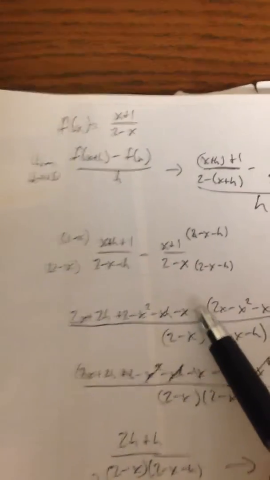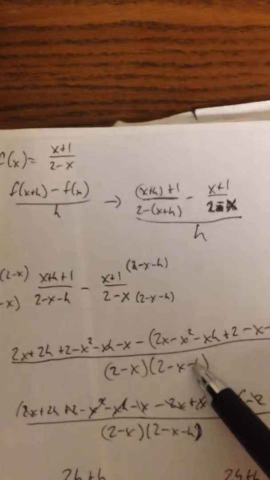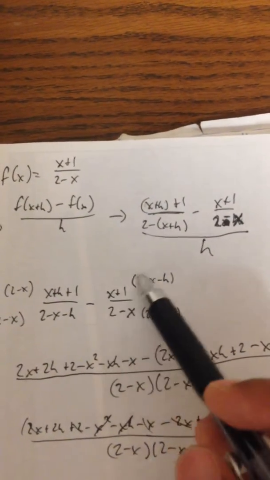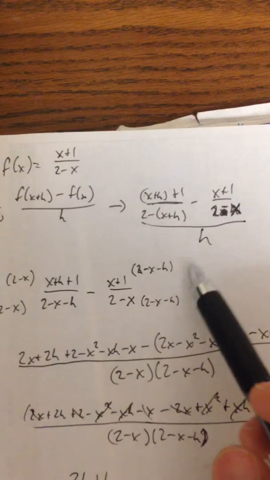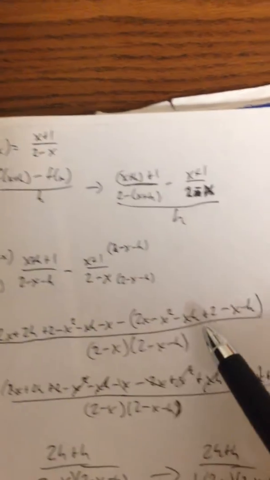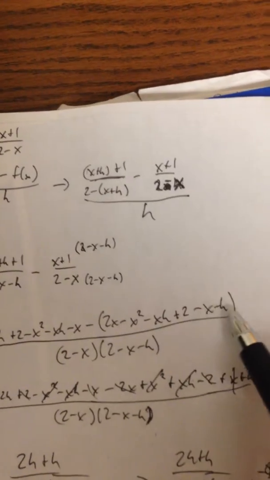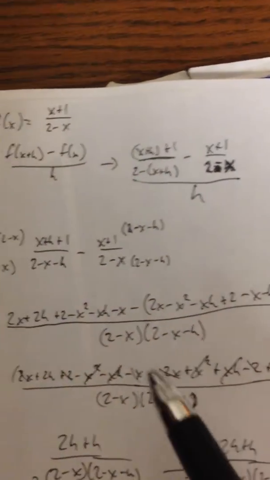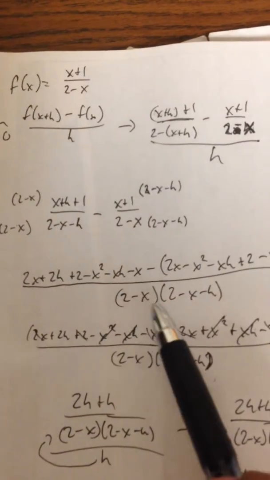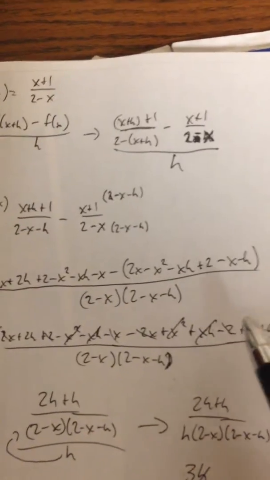Then you subtract, and you have to put these in parentheses so you can later distribute the negative sign to all of them. You do the same thing to this top expression: 2x, then negative x squared, negative xh, 2, negative x, negative h. I put that right here, and you just keep the bottom. Now you have a common denominator, so you can put everything over 2 minus x times 2 minus x minus h.